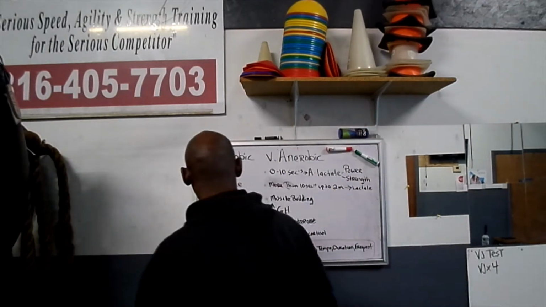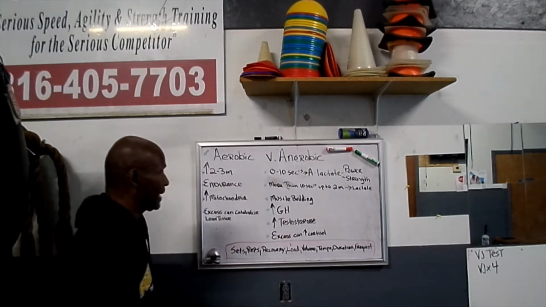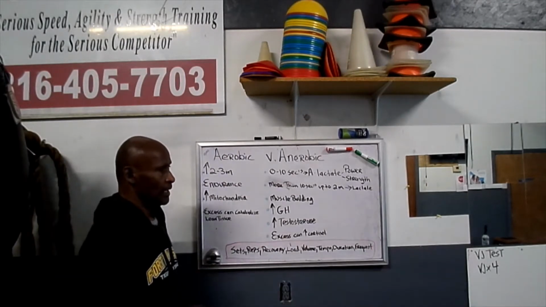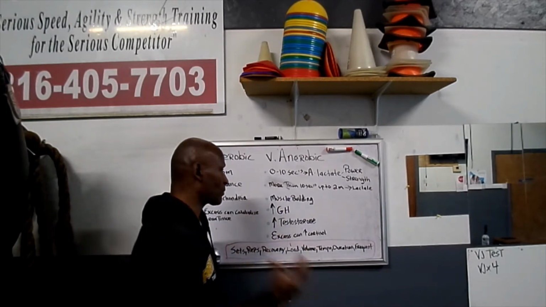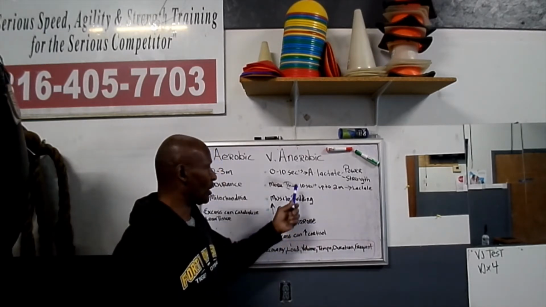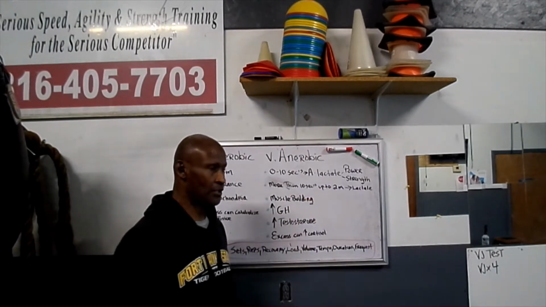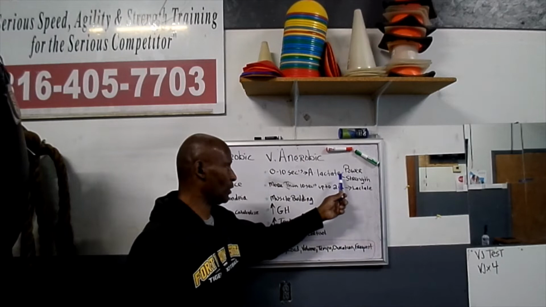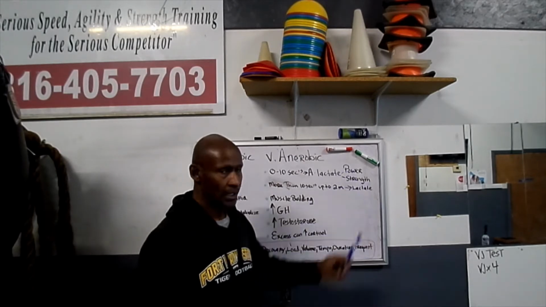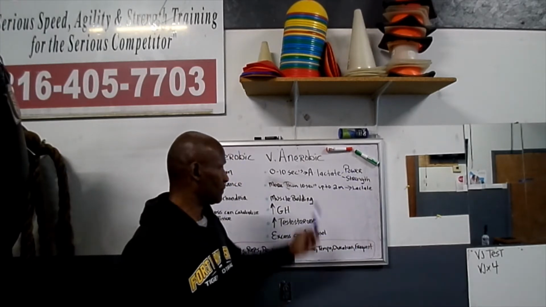Now, over here on the flip side, we have anaerobic. Anything from 0 to 10 seconds where you just go all out, 100% max, that's what we call alactate, meaning that your body's not really producing any lactic acid. That's going to be your most power and strength-oriented areas within the anaerobic umbrella here.